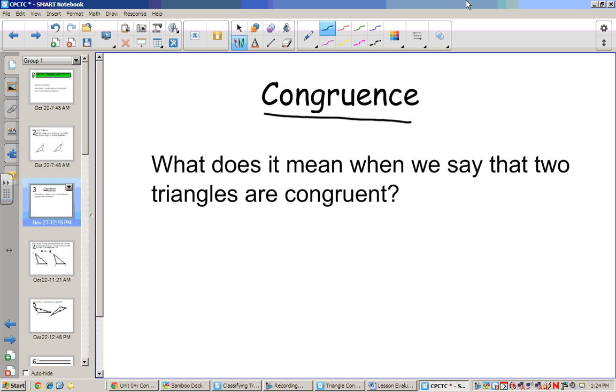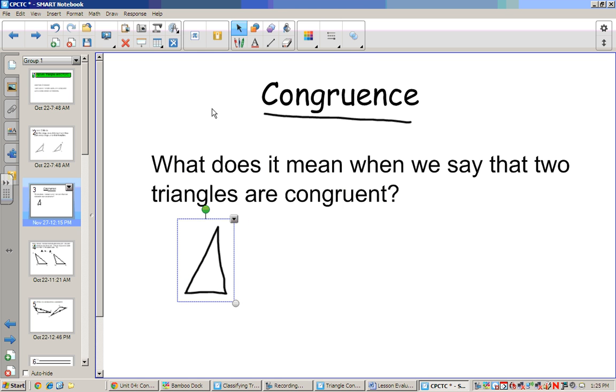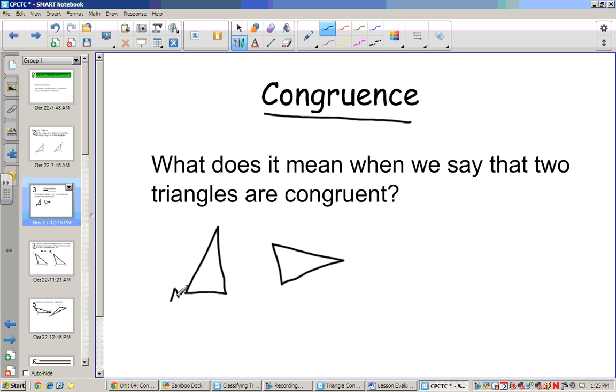What does it mean if two triangles are congruent? We know if two angles are congruent, they're the same size. If two side lengths are congruent, they're the same size. What about two triangles? Well, if I take these two triangles, even if they're not lined up, they can be congruent. A will have to match up with, say, X. And let's say B is going to be congruent to Y. And C is going to be congruent to Z.